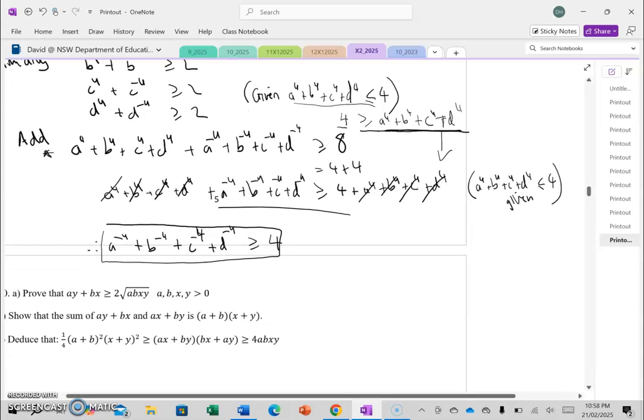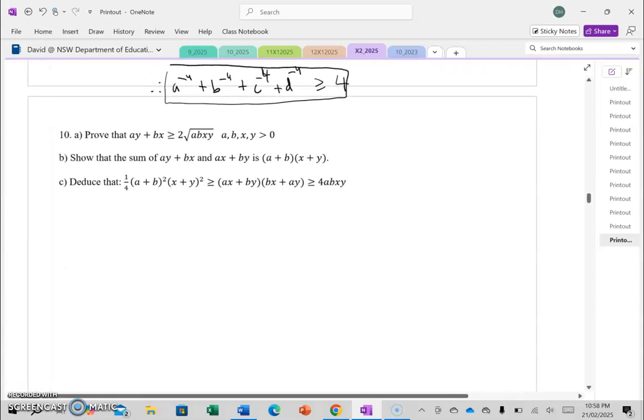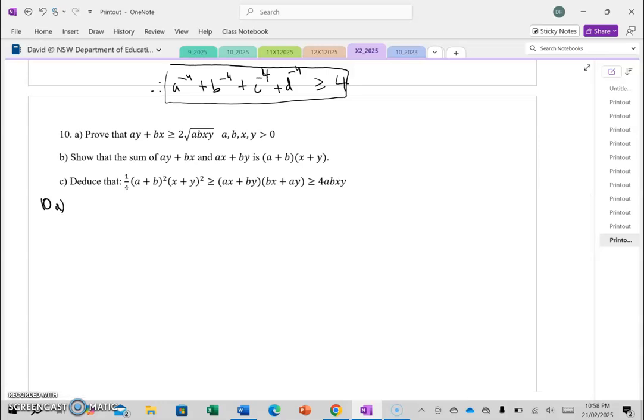Alright, that was a bit tricky. Another tricky one now coming up. Let's go. Okay. Usually the beginning of these aren't too bad. It's towards the end that they get a bit tricky.